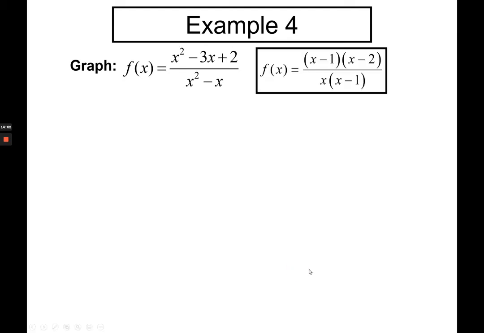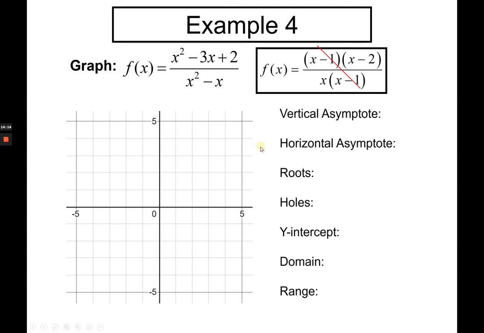Okay, let's have another example. It's going to get complicated. So graph your given function x squared minus 3x plus 2 all over x squared minus x. Start by factoring it first. It should have a factor of x minus 1 multiplied by x minus 2 all over x times x minus 1. Then we have a cancelled factor.